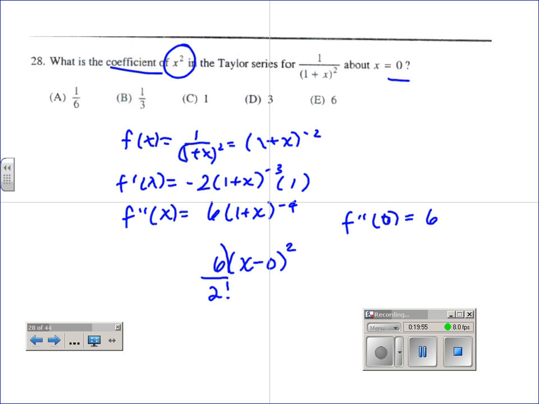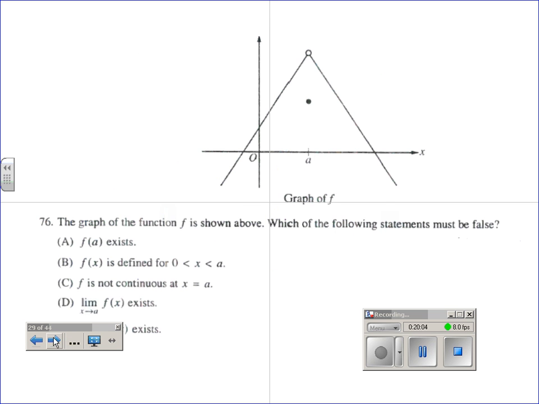So this is what's in front. 6 over 2 factorial, which is 3. Only 39% of the people got that right. So hopefully that won't be it.